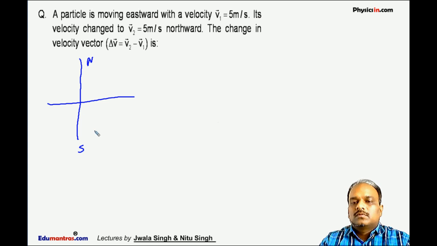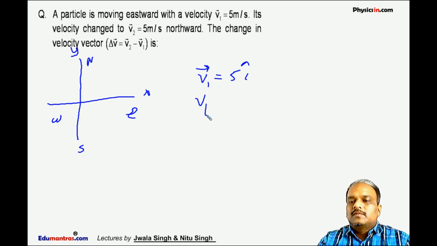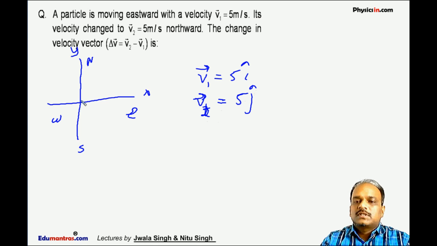This is north, south, east and west. A particle is moving northward. Let the velocity v1 is 5 i cap. I am assuming this as x-axis, this as y-axis, and finally it moves to 5 meter per second eastward. A particle moving 5 meter per second in eastward, 5 i cap, its velocity changes to 5 meter per second northward. So final velocity, v2, becomes 5 j cap. So initially it is going in eastward direction, finally it is moving in northward direction.